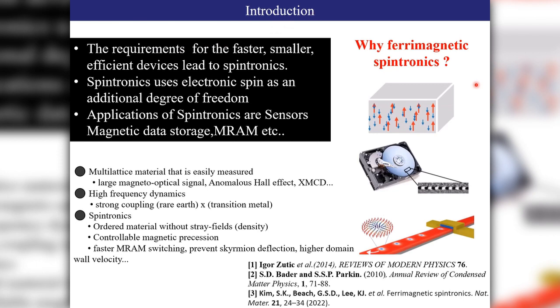In terms of physics, ferrimagnetic materials are very useful as they are multi-lattice materials. It's an antiparallel lattice material like an antiferromagnet, but this one you can easily measure because of its large magneto-optic effect and large transport effect. Antiferromagnets, on the other hand, can be quite hard to measure because both sublattices have the same nature, so it's very hard to distinguish between them. As the two sublattices are strongly coupled, you also have to reach very high frequencies.